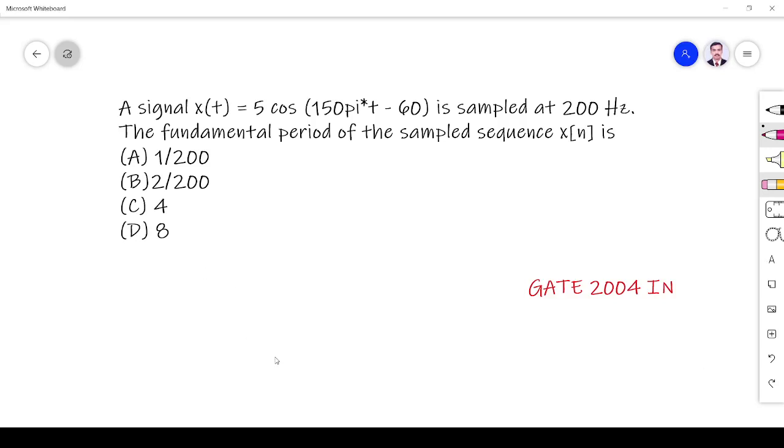Hi friends, in this video let us solve a sequence and system related question asked in GATE 2004 instrumentation paper.